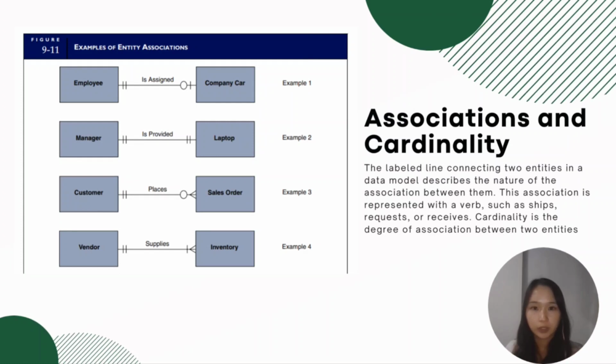So example 4 represents a situation in which each specific item of inventory is supplied by one and only one vendor, and each vendor supplies one or many different inventory items to the company. Contrast this association with example 5, the next one.